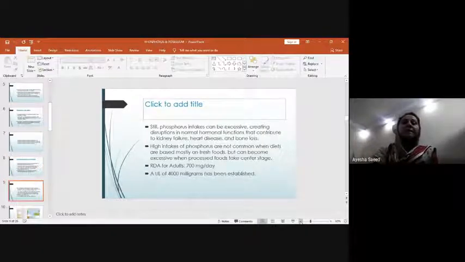Still, phosphorus intakes can be excessive, creating disruptions in normal hormonal functions that contribute to kidney failure, heart failure, and bone loss. High intakes of phosphorus are not common when diets are based mostly on fresh foods but can become excessive when processed foods take center stage. The recommended daily allowance for adults is 700 milligrams per day. An upper limit of 4,000 milligrams has been established. If you consume more than that, it is likely that you will develop toxicity.